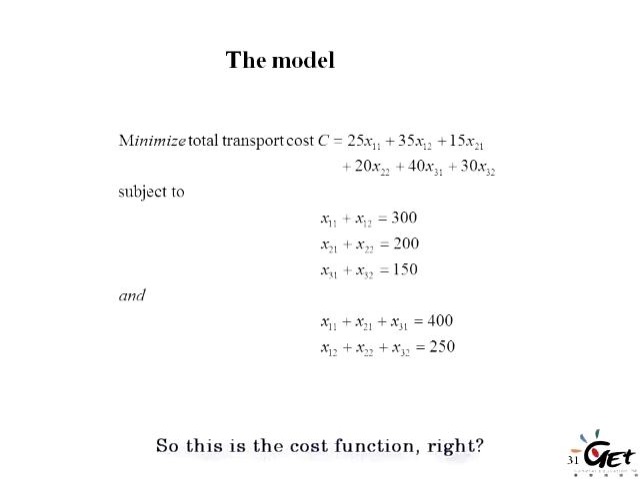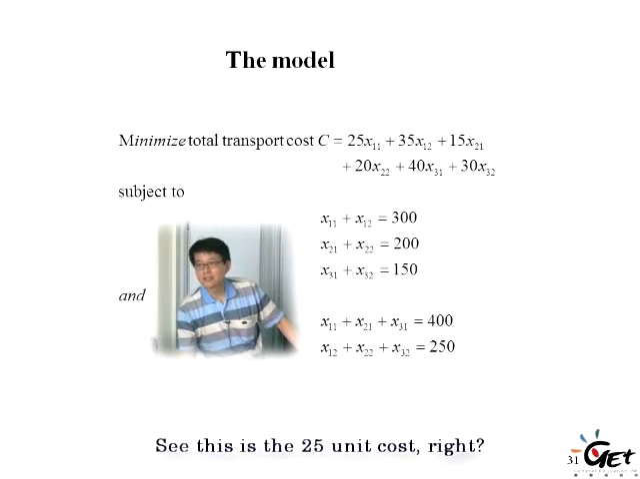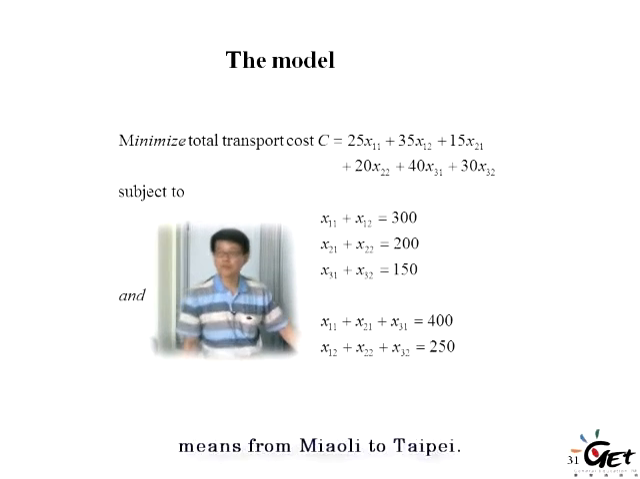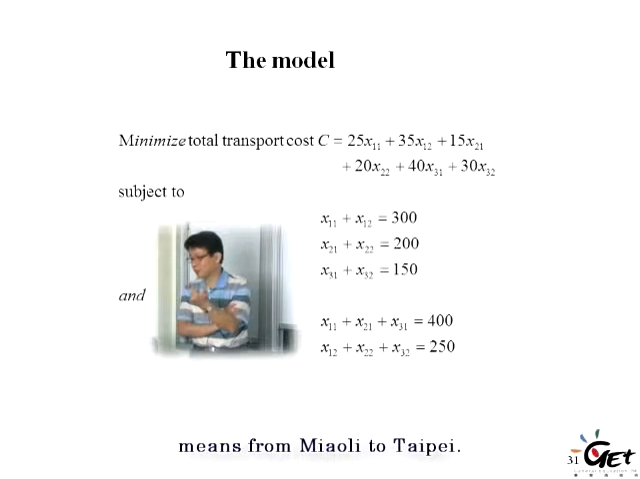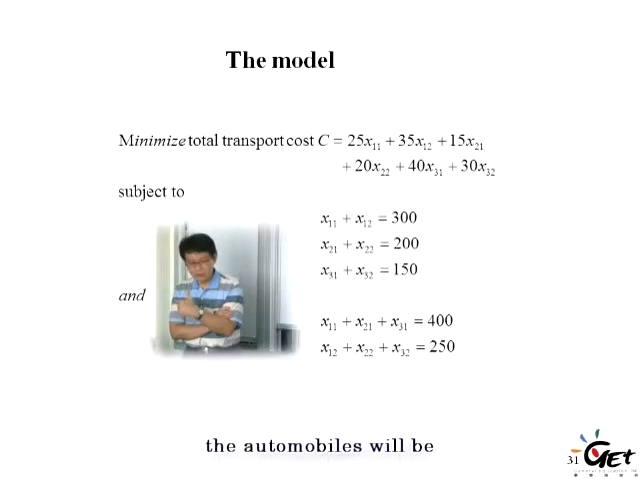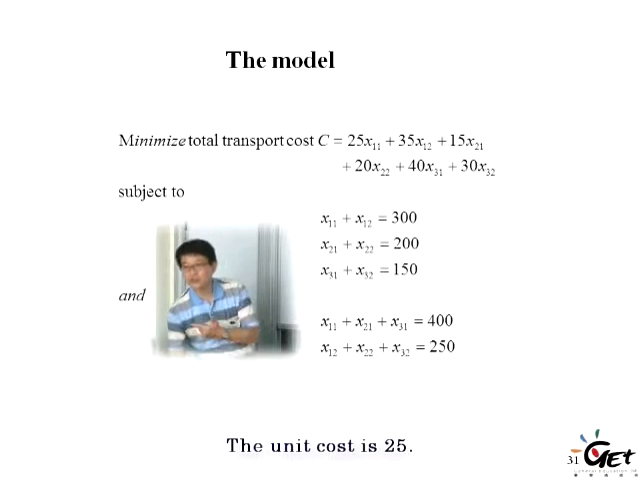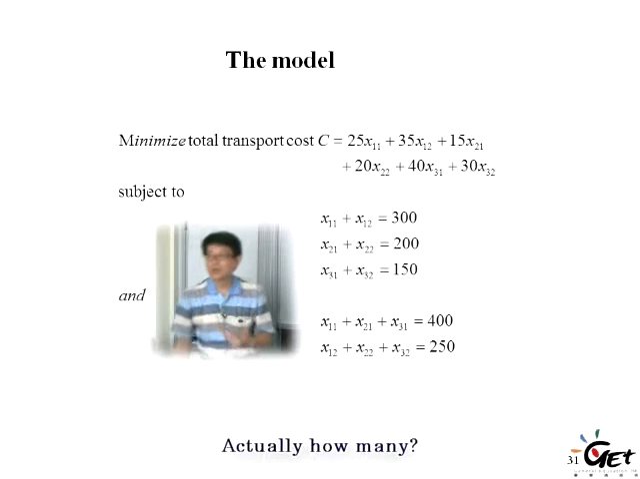Okay, so this is the cost function. Rather than use the summation symbol, we directly use the parameters. See, this is the 25 unit cost. And this Xij, X11, means from, say, Miaoli to Taipei. The automobiles will be transported from Miaoli to Taipei. The unit cost is 25, but actually, how many?